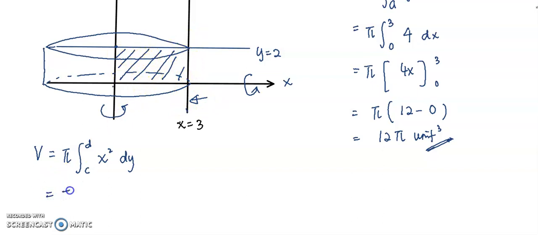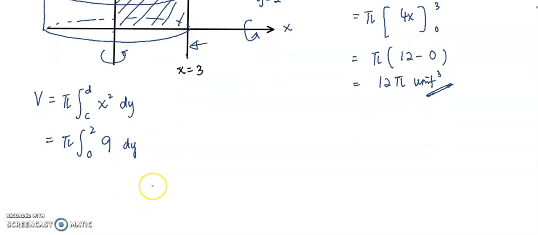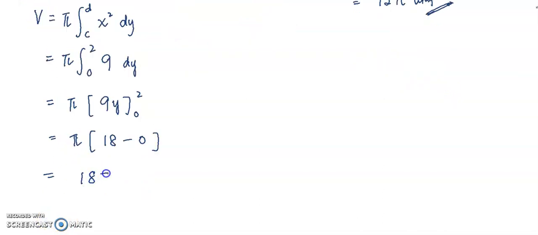All right, so now we just put in the limit. For this case, c is 0 and d is 2. x will be 3, so x squared will be 9, and we're going to integrate with respect to y. Because it's rotated about the y-axis, you need to integrate with respect to y, and the limits also you need to get from the y-axis. So integrate 9, you get 9y. Integrate from 0 to 2, substitute the limit, then you have your 18 pi unit cube.